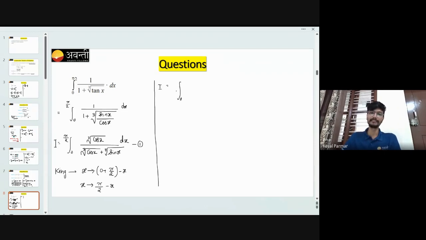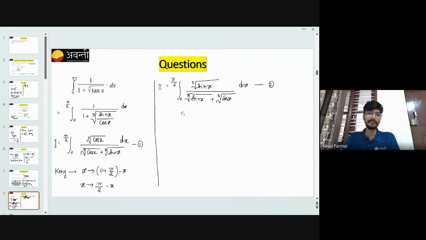So I'll get integration 0 to pi by 2. Now, if I replace x with pi by 2 minus x, I will get cos of 90 minus theta, or cos of pi by 2 minus x. If you know allied angles, what is cos of pi by 2 minus x? It is sin x. So in the numerator, I'll get sin x. Similarly, in the denominator, I'll get sin x plus sine of pi by 2 minus x, which is cos x. This is equation number 2.